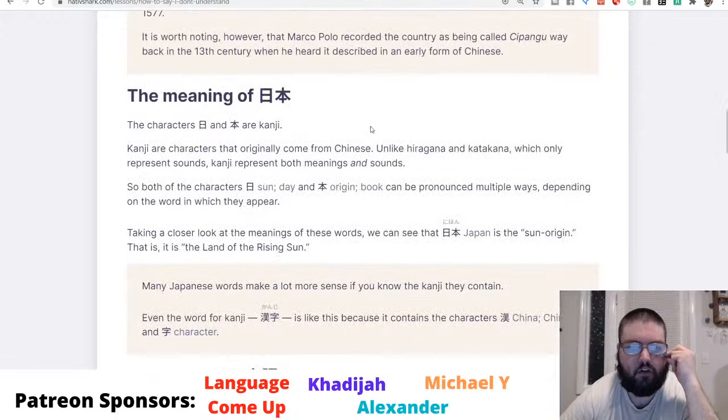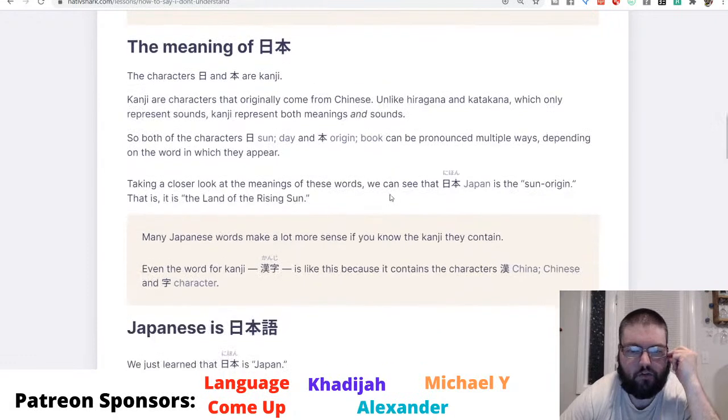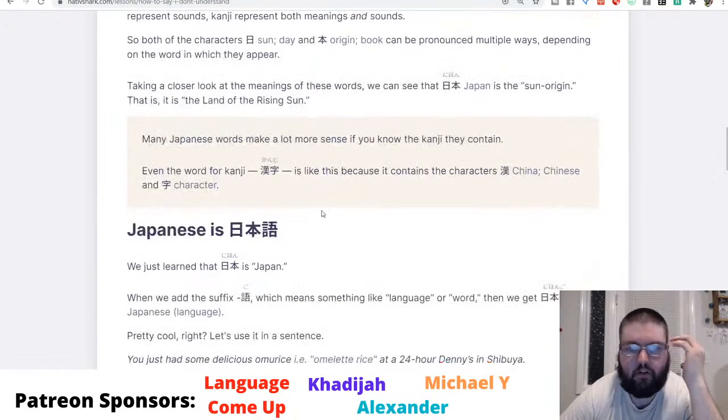Okay, the meaning of Nihon. The characters Kanji are characters that originally come from Chinese, unlike hiragana and katakana, which only represent sounds. Kanji represent both meanings and sounds. So both of the characters, sun, day, and origin, or book, can be pronounced multiple ways depending on the word that they appear in. Taking a closer look at the meaning of these words, we can see that Nihon, Japan, is the sun origin. That is, it is the land of the rising sun. Many of the Japanese words make a lot of sense if you know the kanji they contain. Even the word for kanji is like this because it contains the characters China, Chinese, and character.